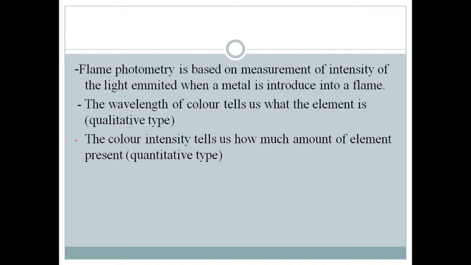How? The wavelength of color tells us what element is present, and the color intensity tells us how much of the element is present. Means wavelength of color is qualitative analysis, and the color intensity is quantitative analysis.